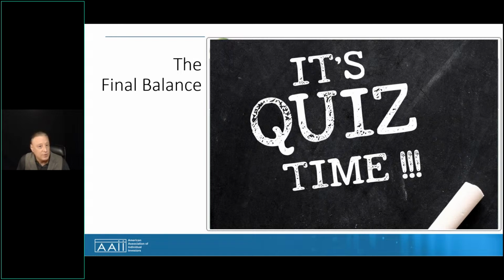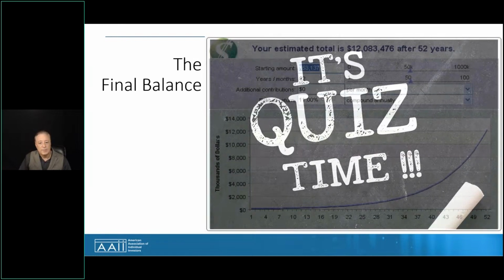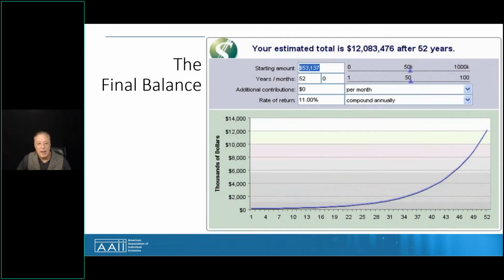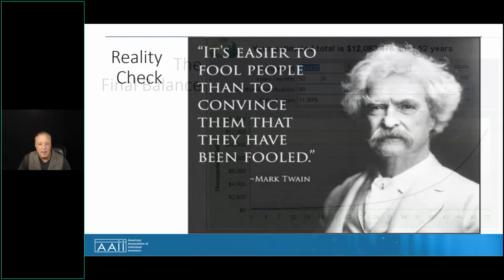Okay, so what was the goal? The goal was $1 million. Believe it or not, it comes out to over $12 million, $12,083 at Shane's son's retirement, all for sacrificing a couple of bottles of water each day and just for the first 18 years of Shane's life.